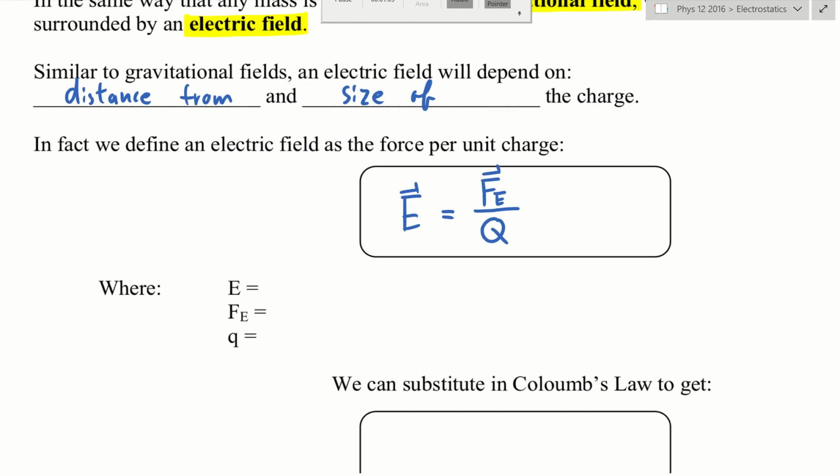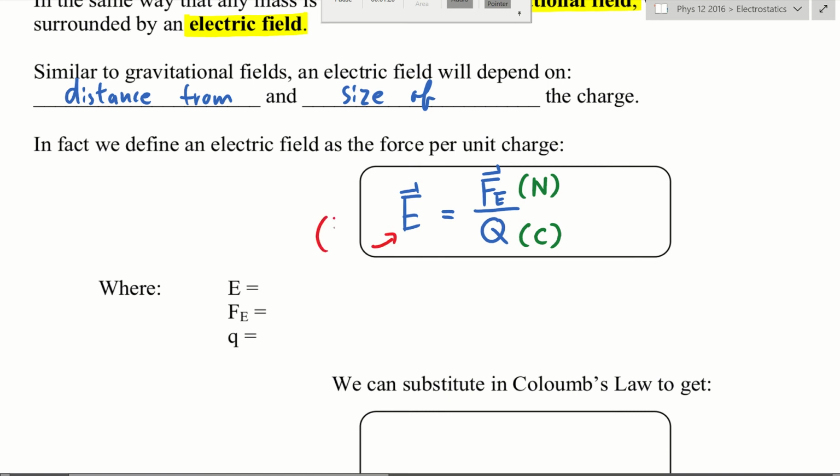Now, how do you figure out the unit? Pretty easy. Force is measured in Newton. Charge is measured in Coulomb. So not surprisingly, and not very original either, the unit for field is Newton per Coulomb. If you look at the equation, Newton on top, Coulomb on the bottom.